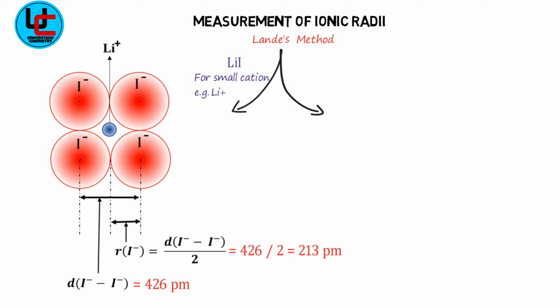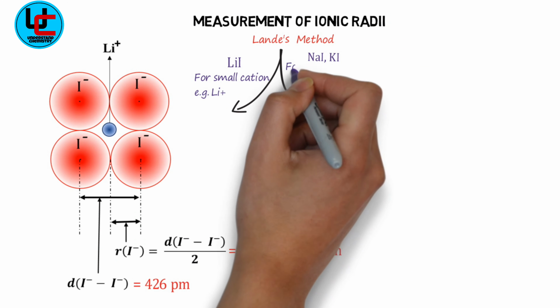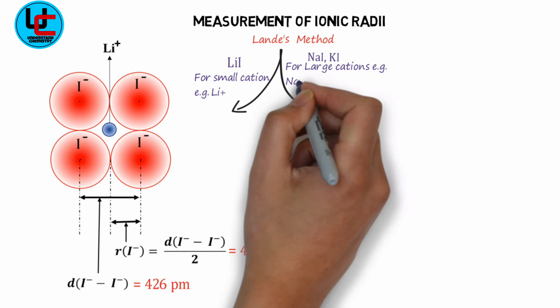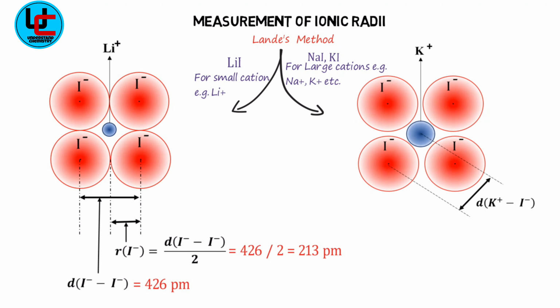In case of ionic compounds like sodium iodide, potassium iodide, etc., that have a large cation like sodium cation and potassium cation, for such compounds, the anions are not touching each other, rather cation and anions are touching each other. Hence, the sum of the radii of the cation and anion would be equal to the internuclear distance between the cation and anion, as shown in the figure.